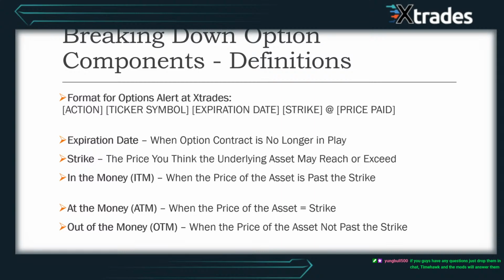Other important definitions: ITM, ATM, OTM. That's in the money, at the money, out of the money, respectively. And it's just, when the price of the asset is past the strike, it's in the money. When it's at the same price, for example, BA 200C and BA is at $200, that means it's at the money. And out of the money is the opposite of in the money.